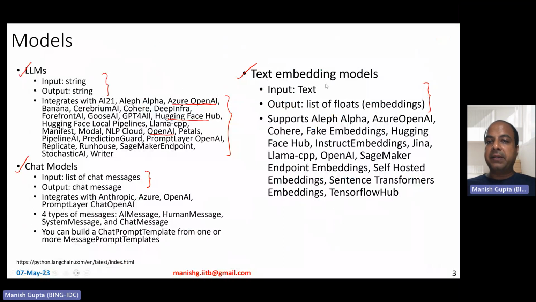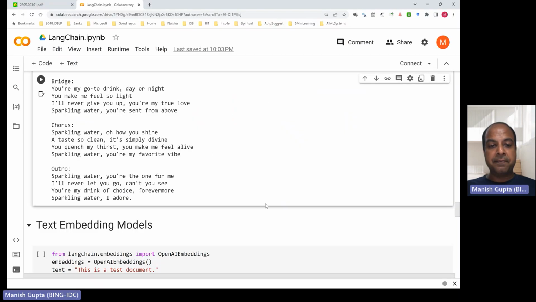Lastly, let me talk about text embedding models. LangChain supports several kinds of text embedding models. So you can basically pass in text and get embeddings using these different embedding techniques: Cohere embeddings, OpenAI embeddings, TensorFlow Hub embeddings, sentence transformer embeddings, and so on.